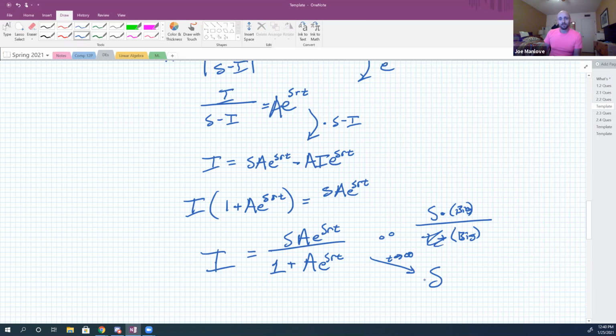You guys with me on that? What does that mean? Means eventually all of the susceptible will get infected. Yeah, this basically means that as time continues, everybody will get it eventually.